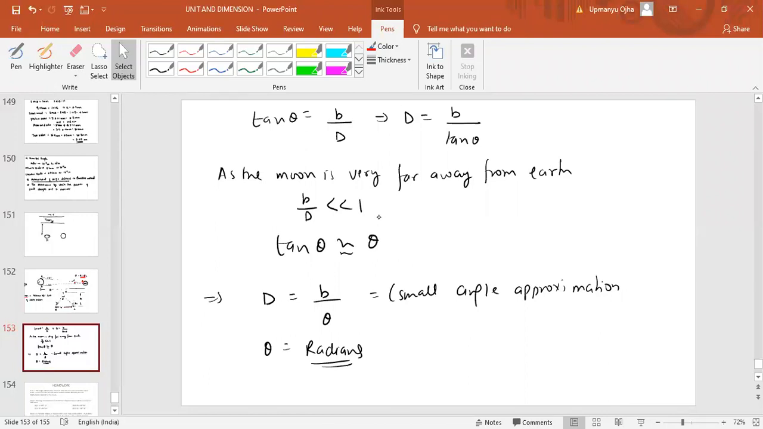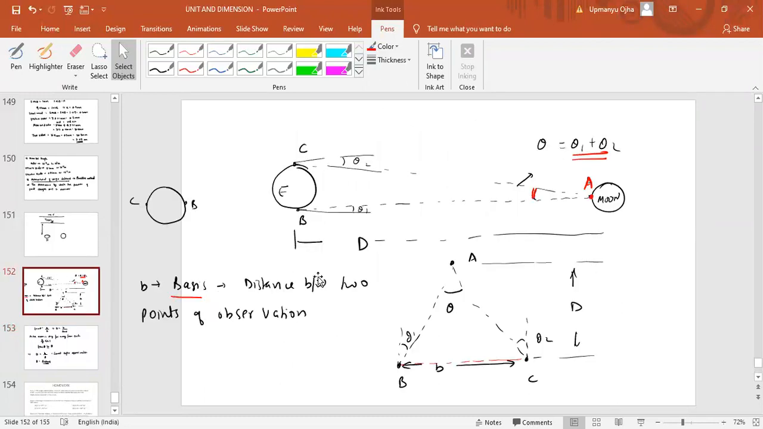Theta is the sum of the angles which we get when observing point A, which make an angle from the vertical. Theta 1 and theta 2 are those angles from the vertical when we are observing point A. Did you all get this or not?